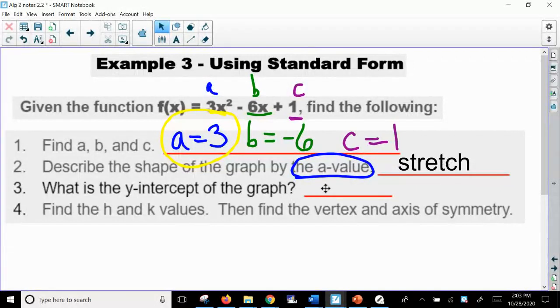The y-intercept of the graph, remember C is your y-intercept. Since C is 1, our y-intercept is 0, 1, or you could just say y equals 1.